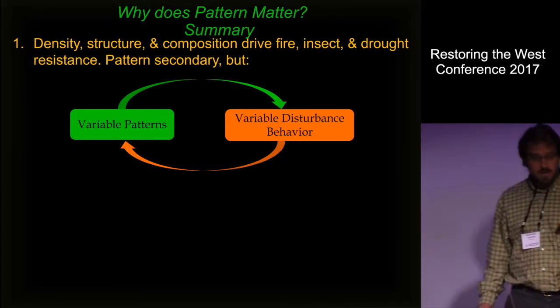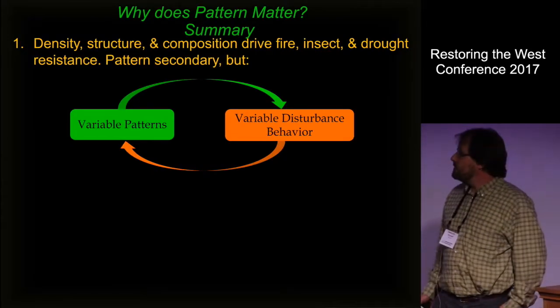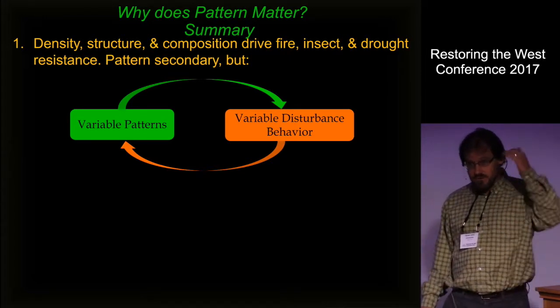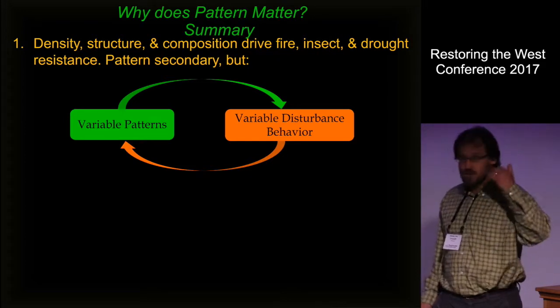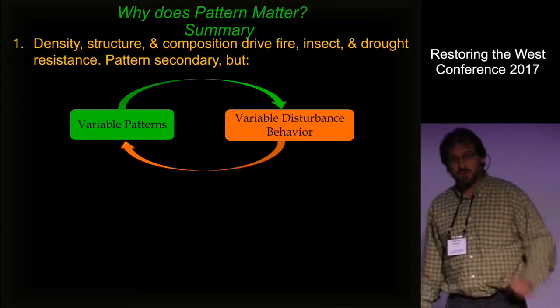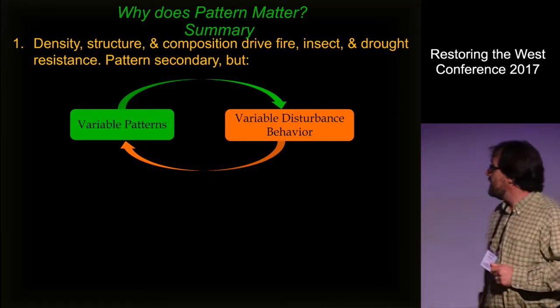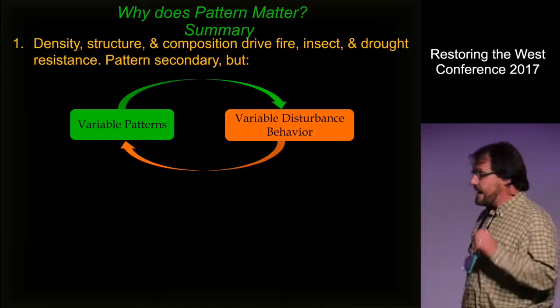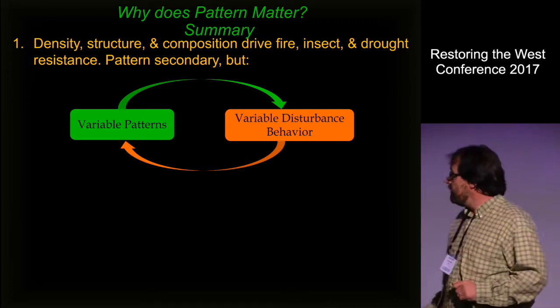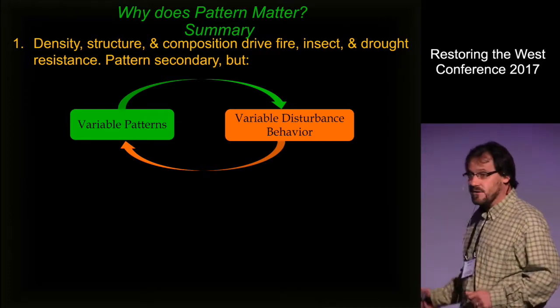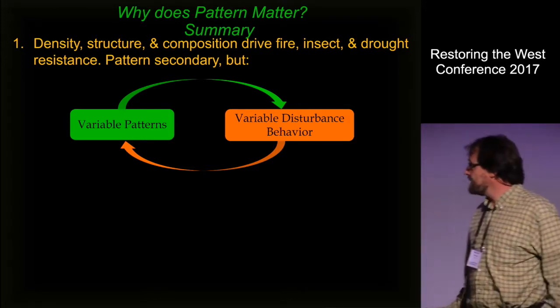So to summarize, why does pattern matter? First of all, density, structure and composition are first order drivers of disturbance behavior, whether it's insects, fire, pathogens. Pattern seems to have a secondary effect, but when you have more variable patterns, you get more variable disturbance behavior, and that is a self-reinforcing mechanism.